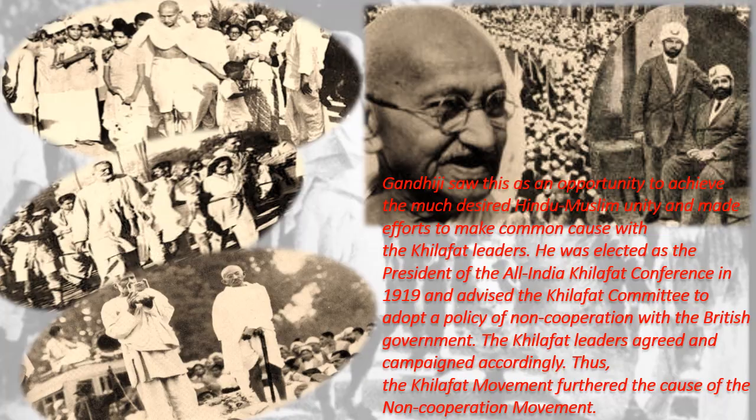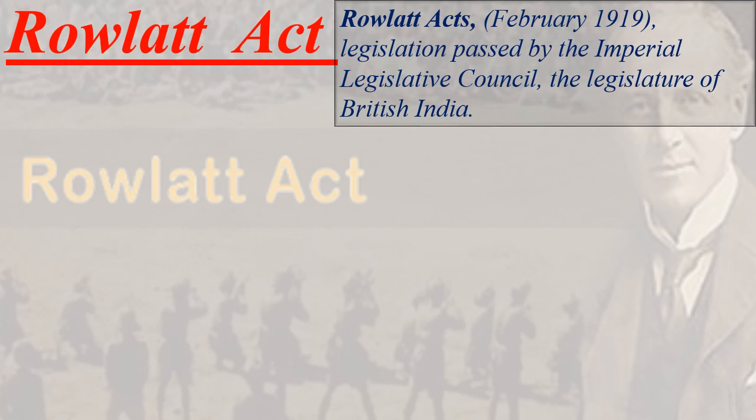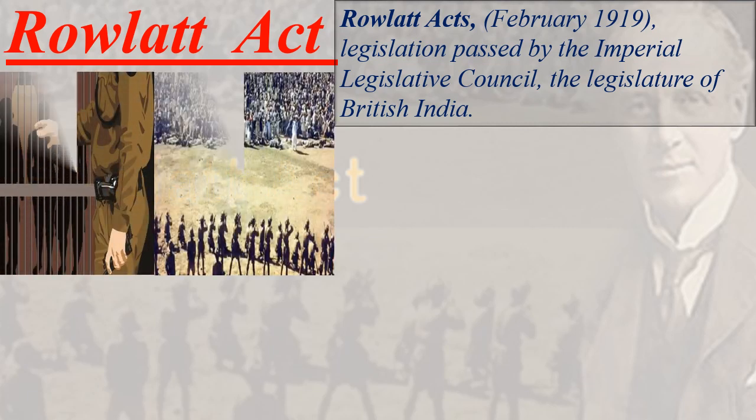We'll move ahead and learn about the Rowlatt Act. As I said, many of the policies and acts were started by the British. To suppress the rising national sentiments in the country, the government passed the Rowlatt Act, which empowered it to imprison any person without trial. The act gave the government the following powers: to arrest a person without any warrant, to try a person in seclusion, and to suspend the right of habeas corpus.